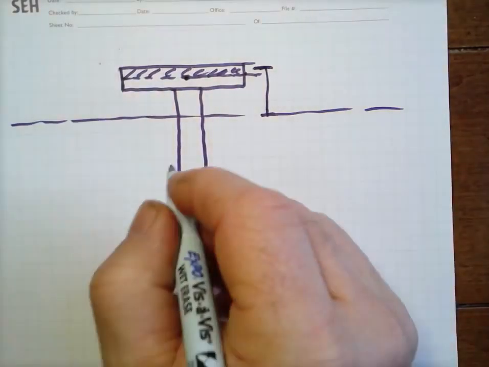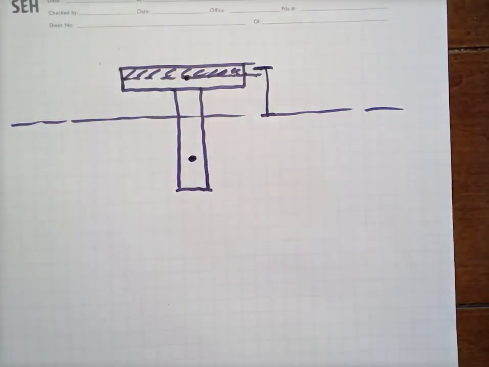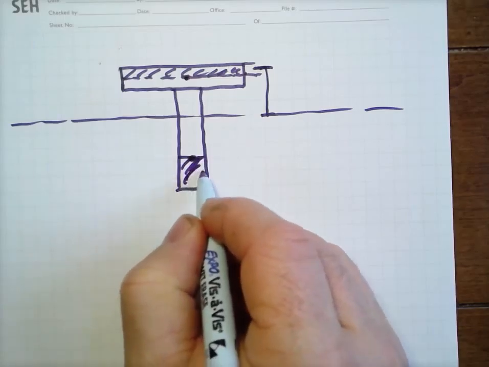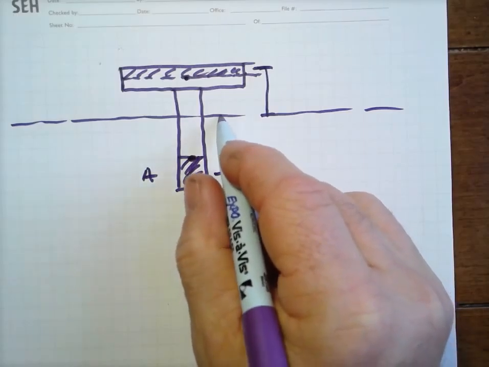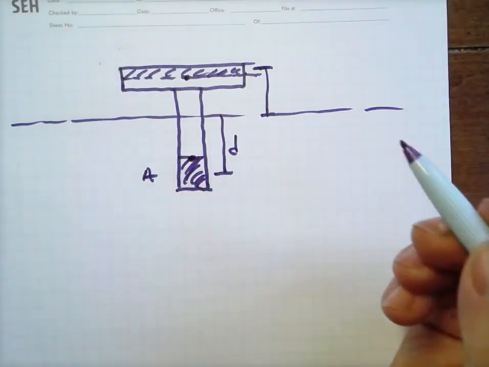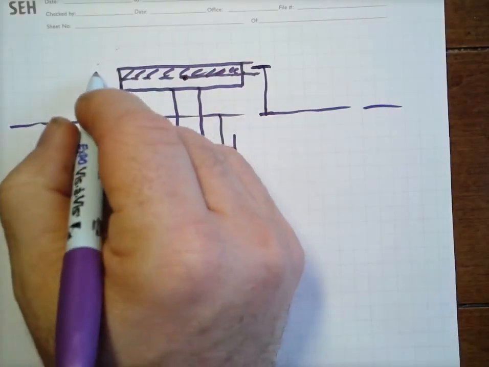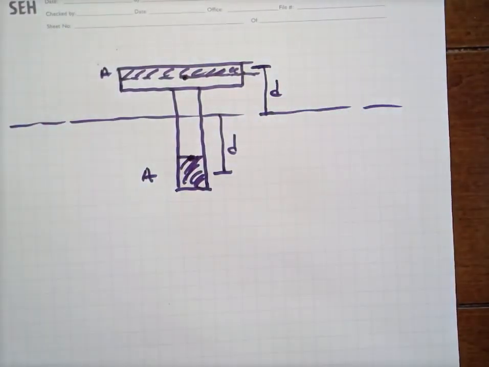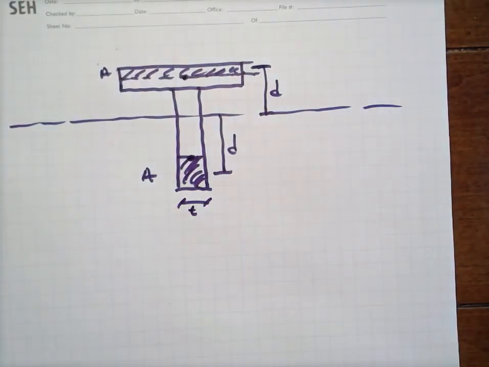What if we wanted to find the shear stress there? Okay, well, then you have to find Q, and you multiply the area times the distance to the centroid. That would give you Q. Area, distance, and what would T be? That would be T.